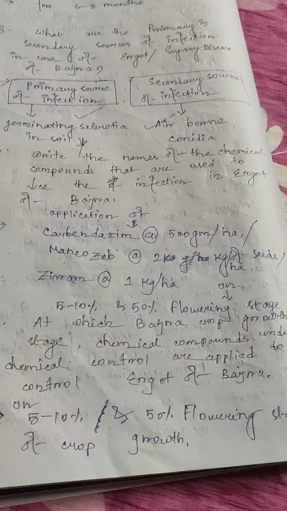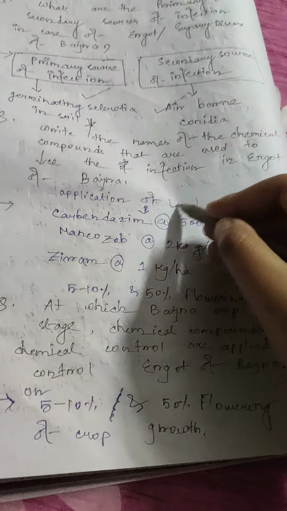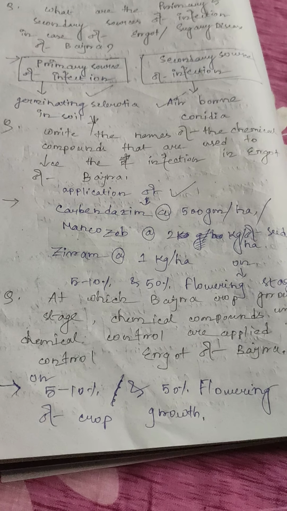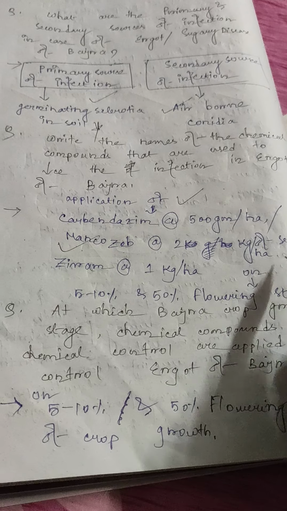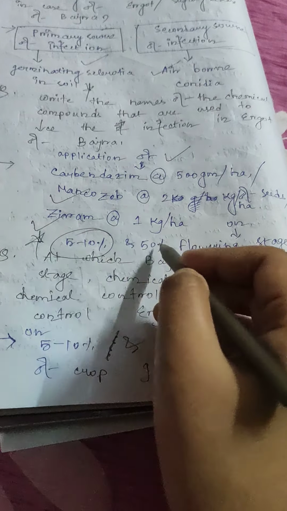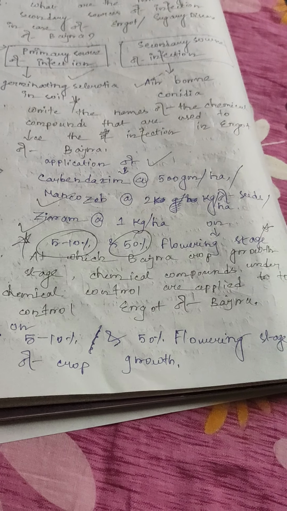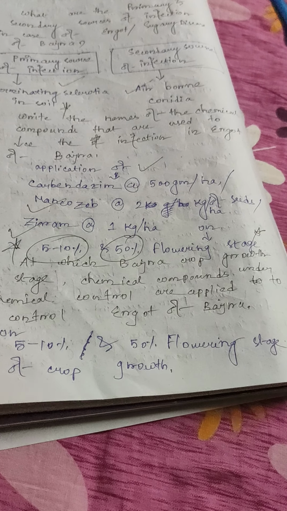Write the names of chemical compounds that are used to reduce the infection of ergot of bajra. Application of carbendazim @ 500 gram per hectare, or mancozeb @ 2 kg per hectare of seeds, or Ziram @ 1 kg per hectare at 5 to 10% and 50% flowering stage. Carbendazim or mancozeb or Ziram you can apply at 5 to 10% or 50% of flowering stage.